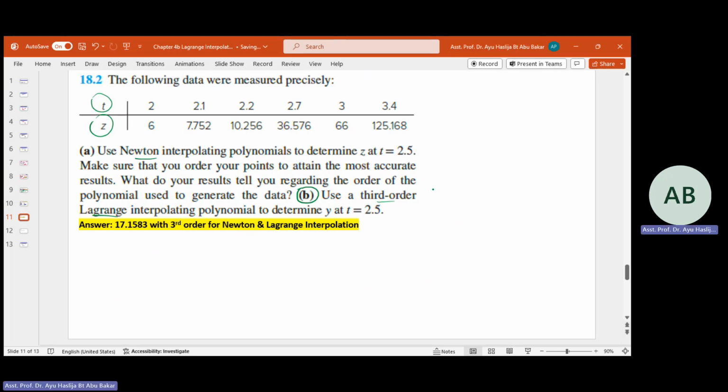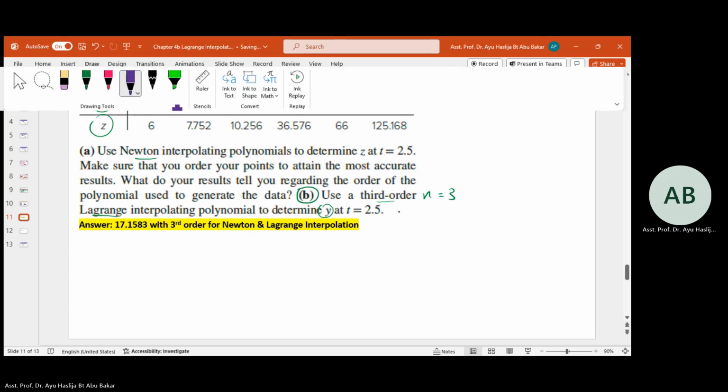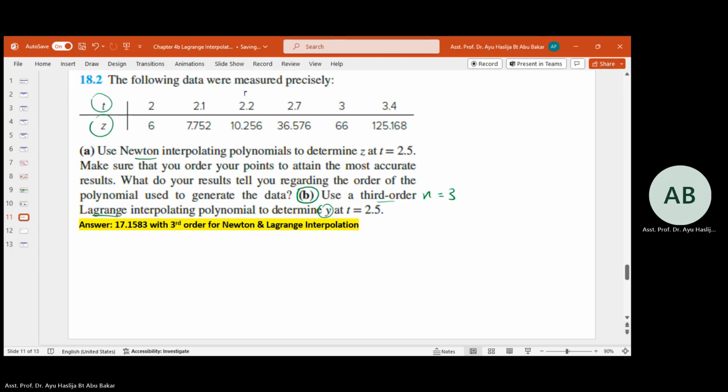Use a third order Lagrange interpolating polynomial to determine the Z at T equals 2.5. So n equals 3. T is 2.5, so your T is in between here. It asks you to calculate the Z over here.